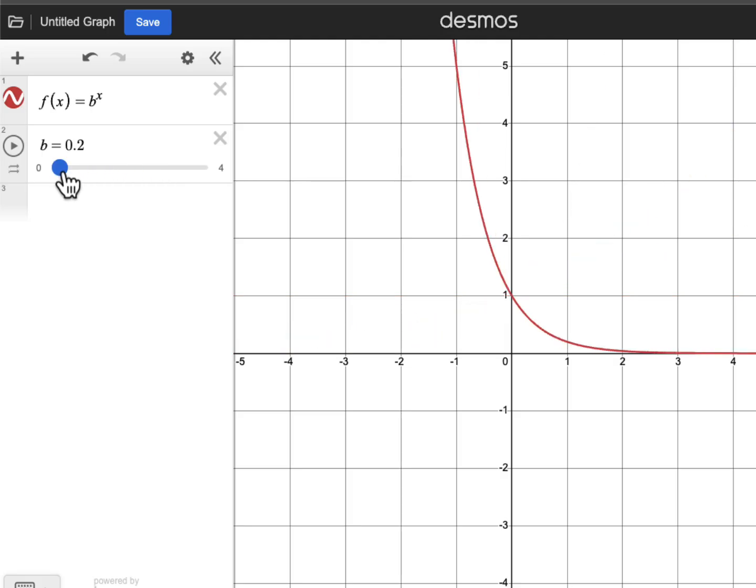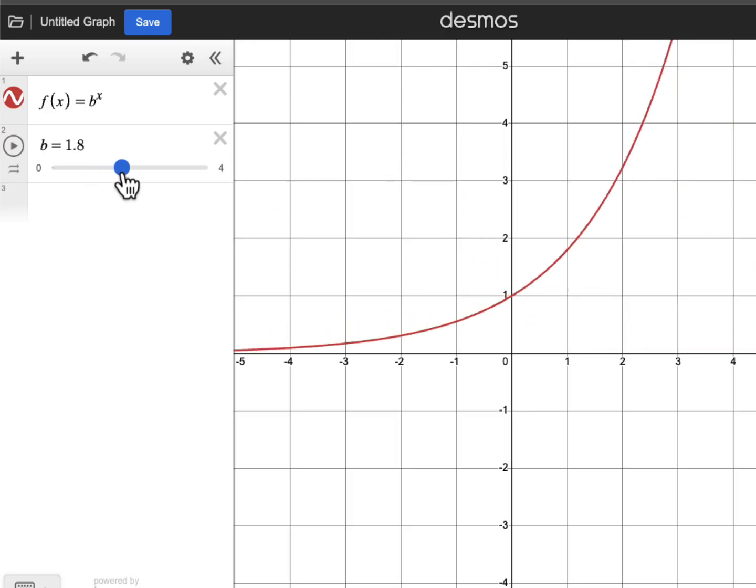In summary, if b is a value between 0 and 1, we have what's called a decaying exponential function that's decreasing from left to right. And if b is more than 1, we have an increasing or growing exponential function that is increasing from left to right. In both cases, the x-axis serves as an asymptote, and the outputs are only positive outputs.